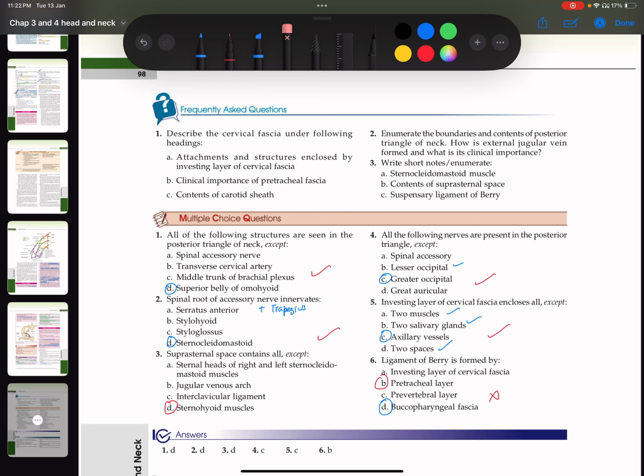Prevertebral fascia, no. Buccopharyngeal fascia, no. It is formed by the pretracheal layer, correct? Pretracheal fascia. So yeah, that's it.